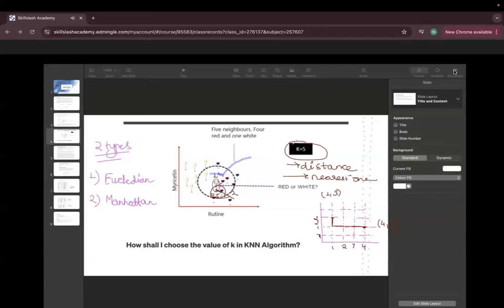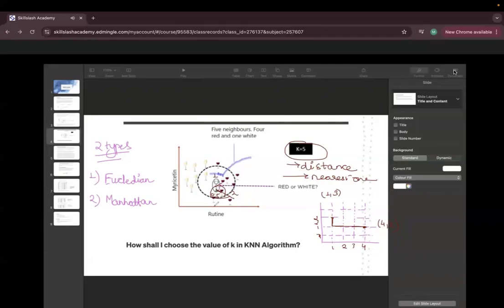We will, let's say, assume as of now that the value of k is 5. First of all, you will find the Euclidean distance between the new data point and the rest of the data points. Based on the value of k, I am going to pick my nearest 5 data points. Now the nearest 5 data points are going to come into the picture.